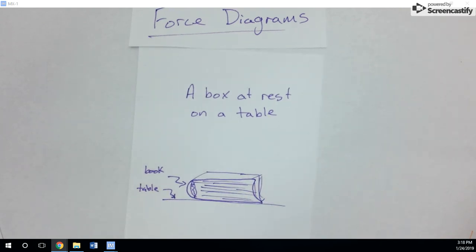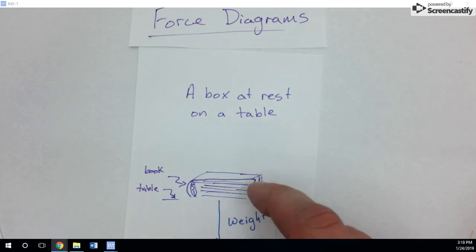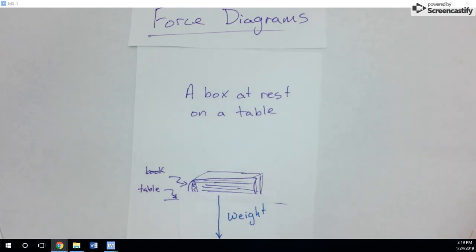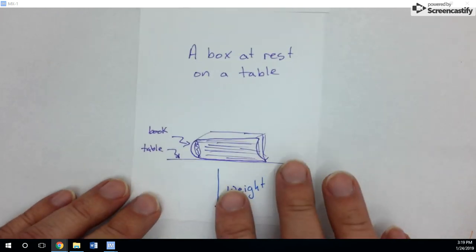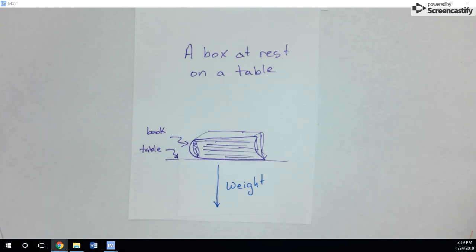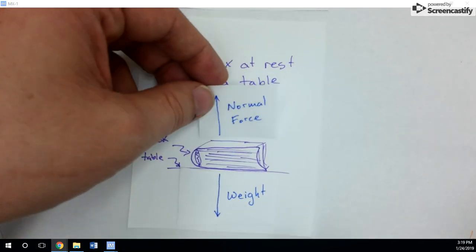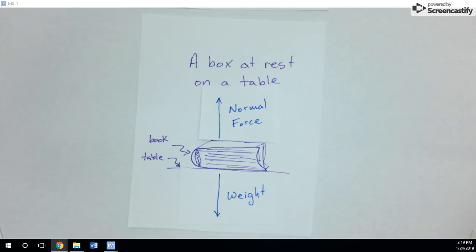So we know that the book is going to have weight, so we're going to put a weight force on it. And the weight force always points down. And because our book is on a table, we know that there should be a support force, and we know that it's at rest, that it shouldn't be moving, so this other force should be counteracting or going against the weight force, and that is going to be the normal force. So for a box or a book at rest on a table, we have normal force pointed up and weight pointed down.